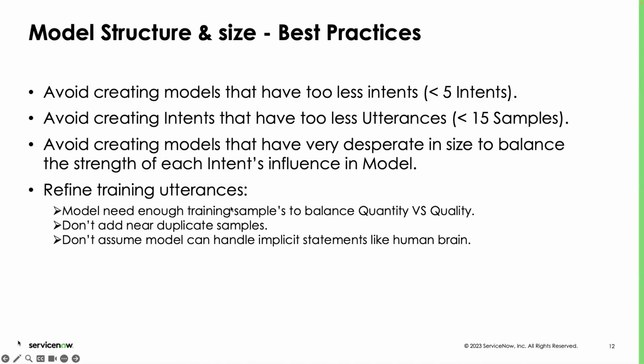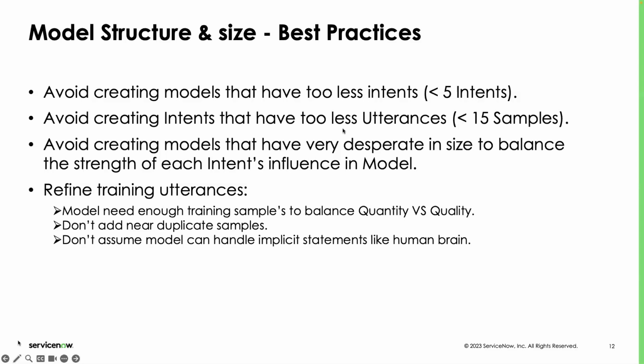All right, good. So there are some best practices which I would like to highlight on the model structure and size. Avoid creating models that have too few intents, for example, less than five intents. If you have a model with less than five intents, then you're not able to achieve the right prediction results. You will lose the coverage, and you're not able to cover the area that you want to target for NLU prediction. So try to make intents more than five.